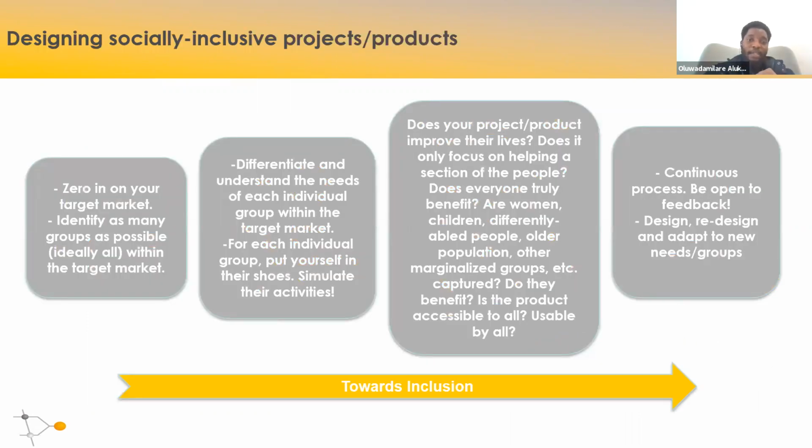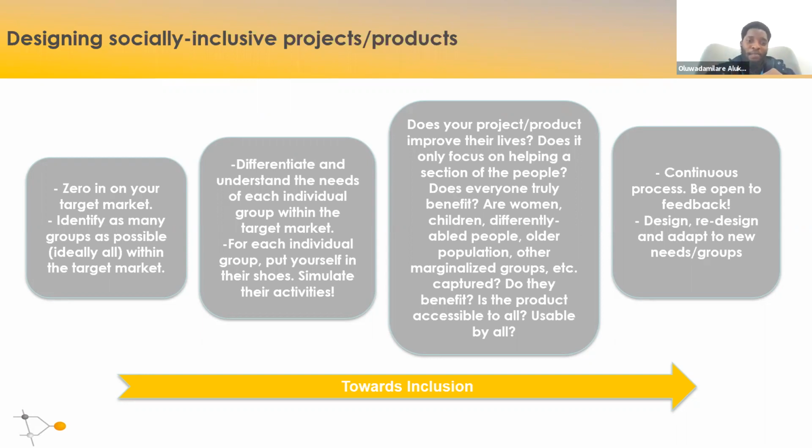So how do you design socially inclusive products? In 4 simple steps. Obviously, this can be expanded, but we'll just focus on these 4 simple steps. 1, you zero in on your target market. I think anyway, you do this for any project or product design process anyway. Then you identify as many groups as possible within the target market. Reality is, ideally, you want to identify all groups, but as design process and products is an iterative process, it is expected that at the beginning you will not identify all, but it is imperative to try to identify as many as possible, and ideally all within your target markets.